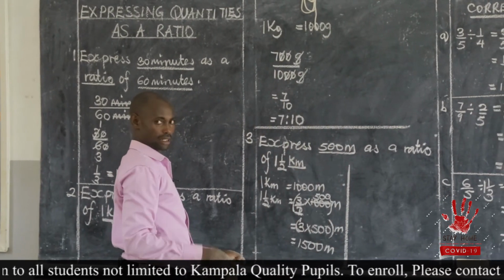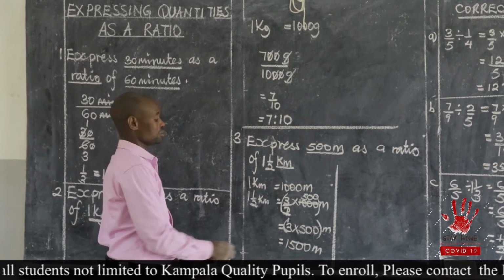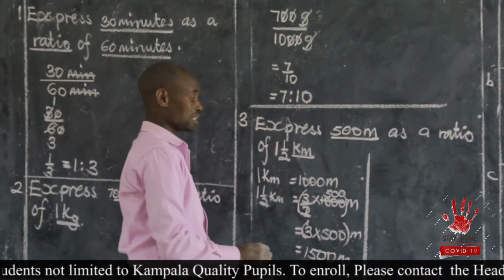So we can go ahead and form the fraction. Identify what you are expressing. We are expressing 500 meters. So we have 500 meters out of 1.5 kilometers.